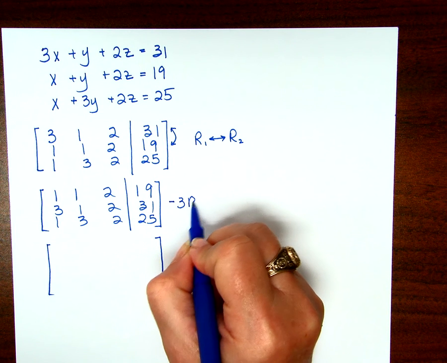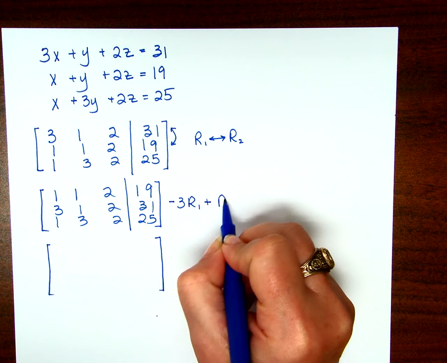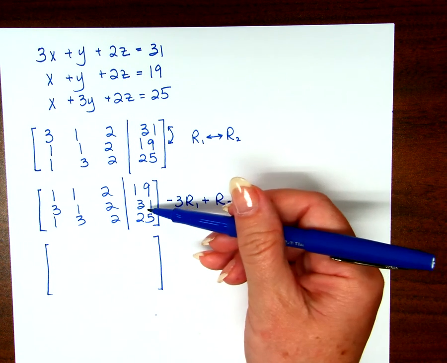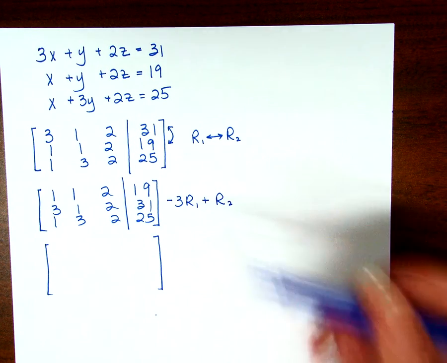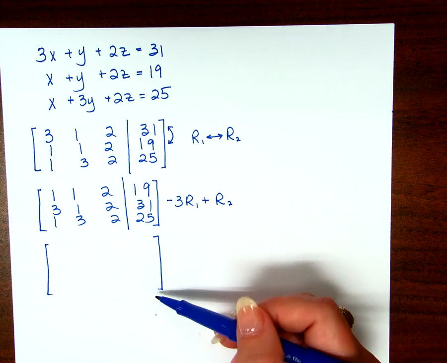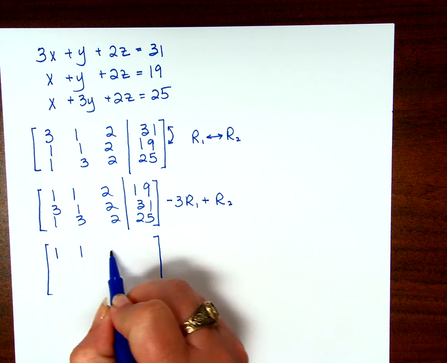-3, row 1, plus row 2. Notice where I wrote it. Where did I write this? In the second row. So guess which row is going to change values? Just the second row. Okay. Top row and the bottom row are going to stay the same. So is it okay if I go ahead and write those down for you?